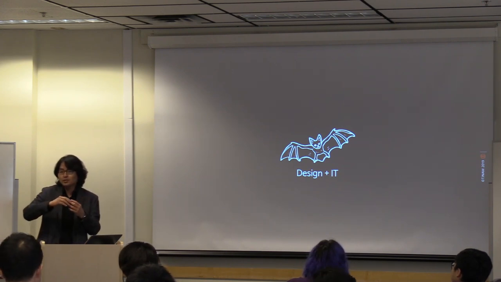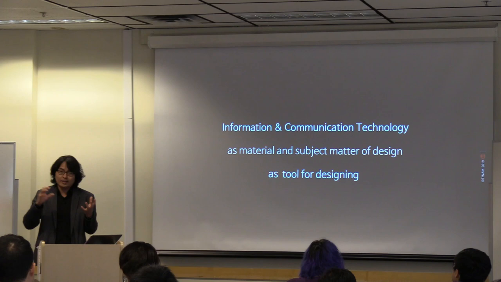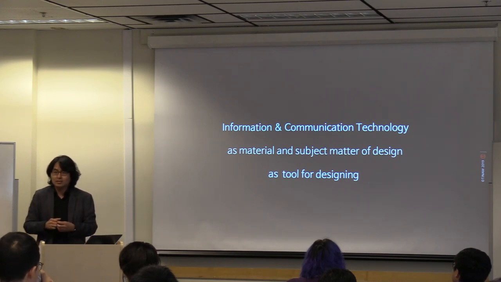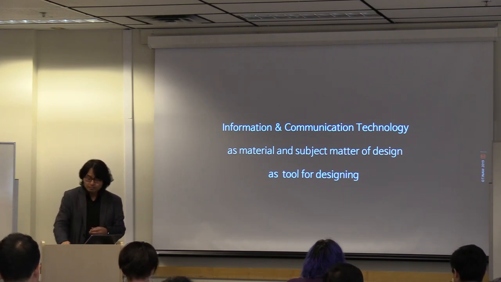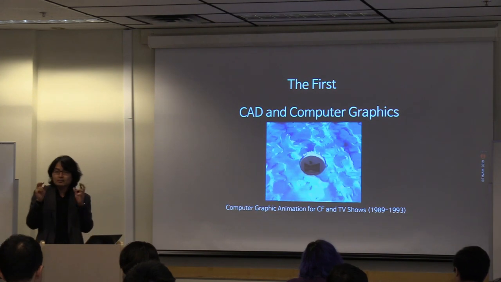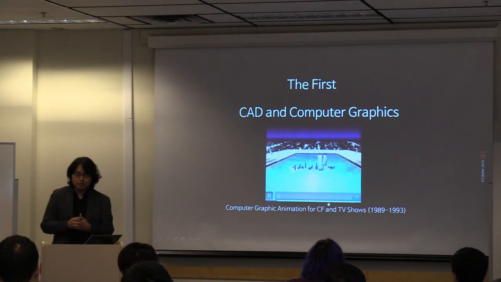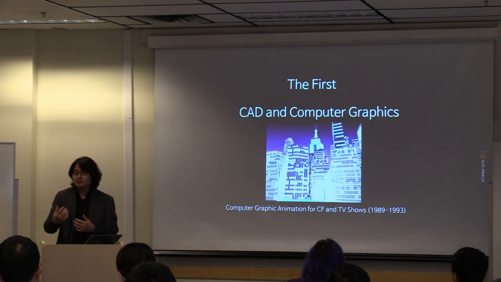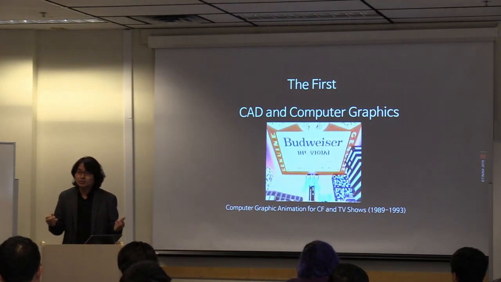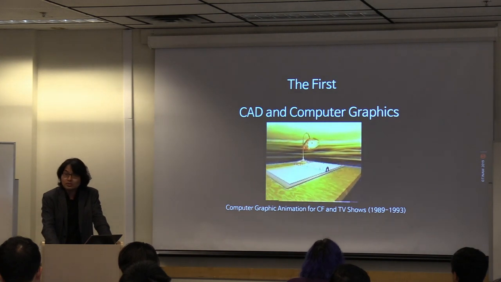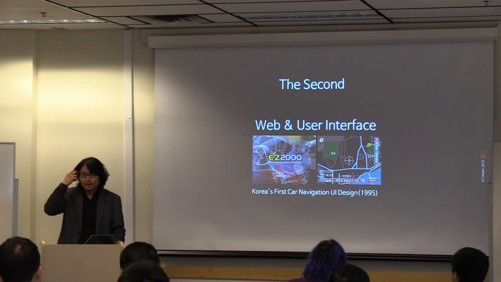And that was the time when computer technology really grew fast. So I used information and communication technology first as a material and subject matter of design, and second as a tool for designing. The first material that I came across was computer graphics. I got my first job at a computer graphics studio, producing graphics animation a really long time ago. At that time, we used a very heavy computer graphics workstation. The second technology that I came across was web and internet technologies.